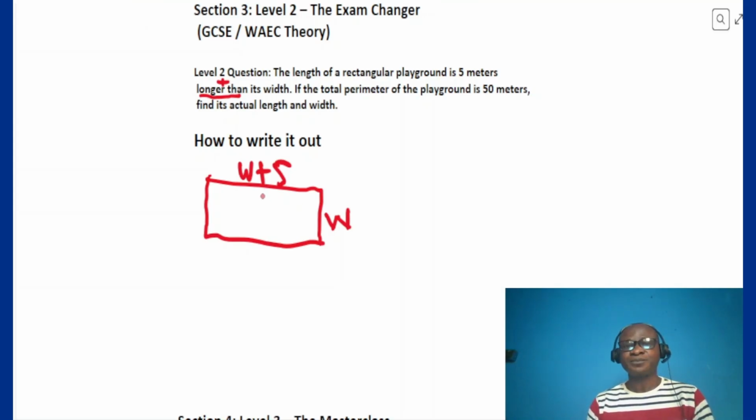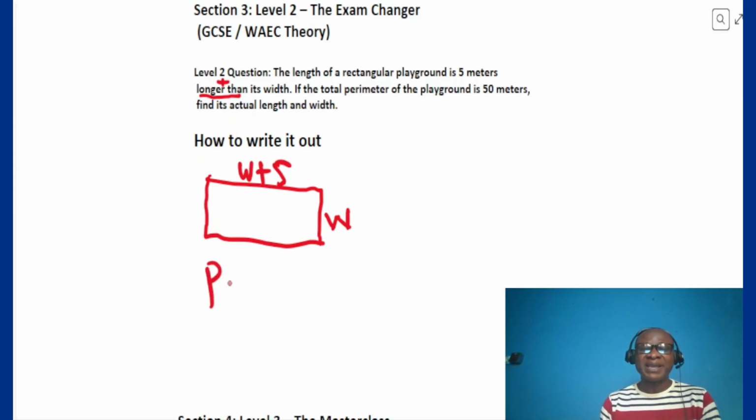Meaning, if you add 5 to the width, you get the length. That is the meaning. Also, they said the perimeter of the playground is 50 meters. Now, we are asked to find the length and width, the dimensions of the rectangle. See what we are going to do. What is the meaning of perimeter? Perimeter means the addition of all the sides of the figure. In this case, a rectangle has 4 sides. When you add all the 4 sides of this rectangle, that's what we call perimeter.